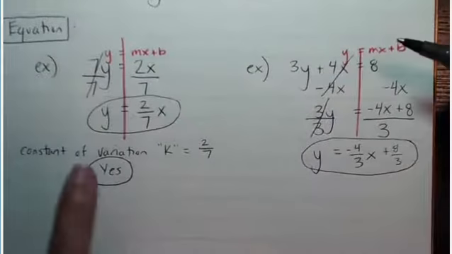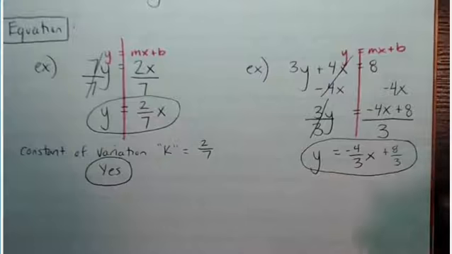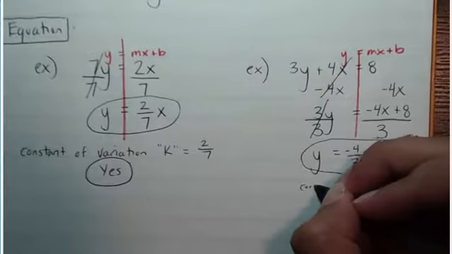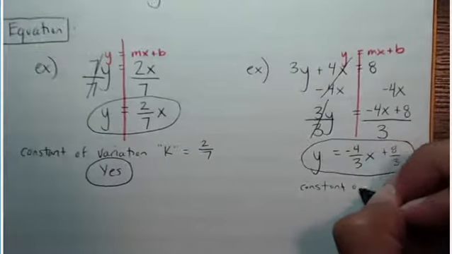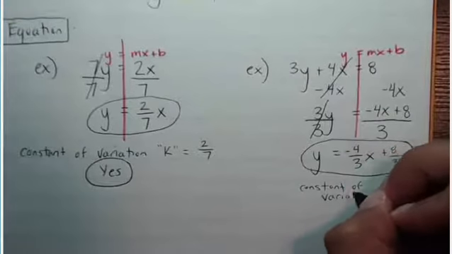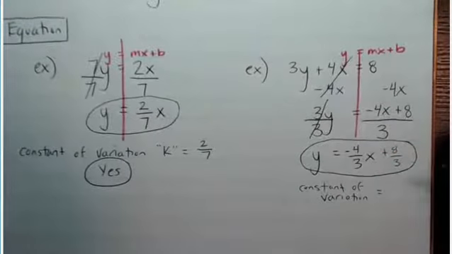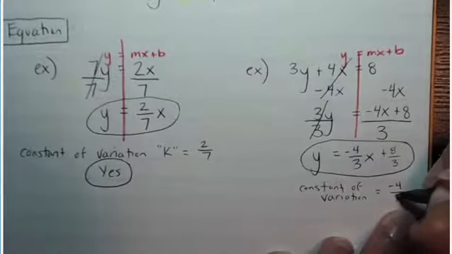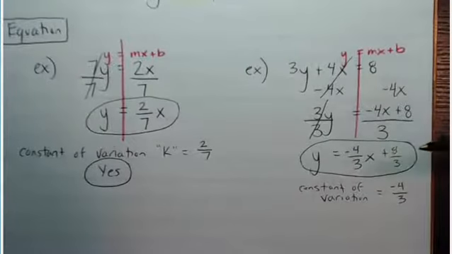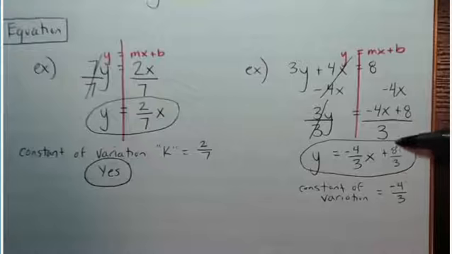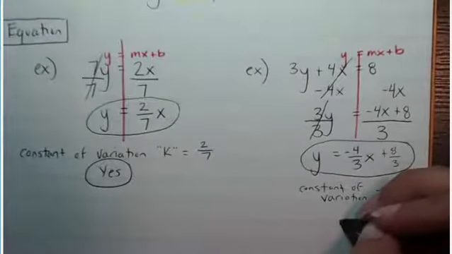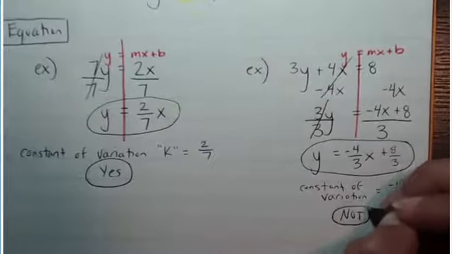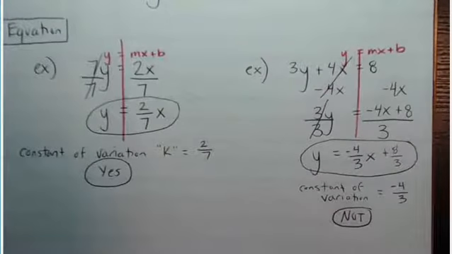Okay, what's the constant of variation here? Or the same thing as my slope. So we'll put constant of variation is negative 4/3, which is okay. But is this proportional? Does it go through the origin? No, right? Because it goes through the y-axis at 8/3. So this would be considered not a direct variation.